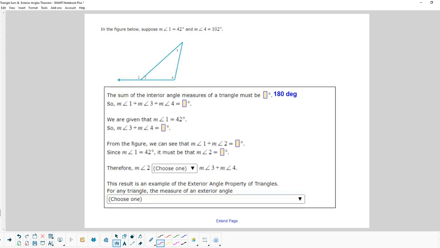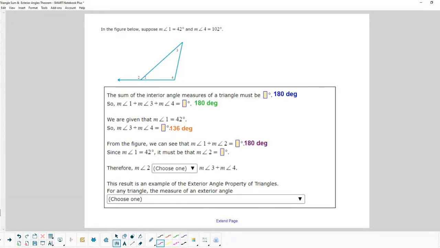So we know that the sum of the interior measures of any triangle is equal to 180. Well, in this particular triangle, we have angles 1, 3, and 4. So they add up to 180. And then we're given that the measure of angle 1 is 42. So that means that the measure of angle 3 plus the measure of angle 4 would have to be 138 for them all to add up to 180.